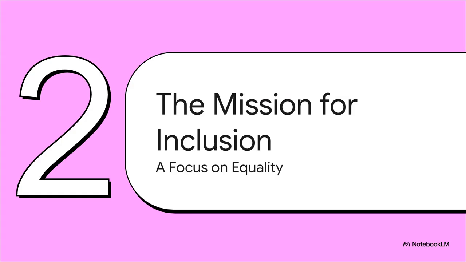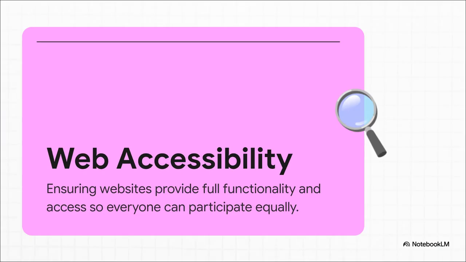So, what's the fix? Well, it isn't some new gadget or a quick software update. It's a mission. It's a fundamental promise to completely rethink how we build our digital world, making sure equality and inclusion are baked in right from the very start. And this mission has a name: web accessibility. The goal is super simple but also profound. To make sure there's full functionality so that everyone, and I mean everyone, can participate equally. This is so much more than just checking off boxes on a list. It's about making sure the digital world offers the exact same opportunities to every single person, no matter their ability.